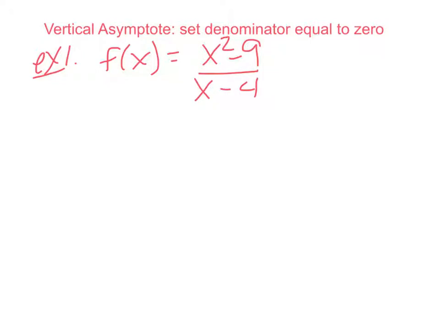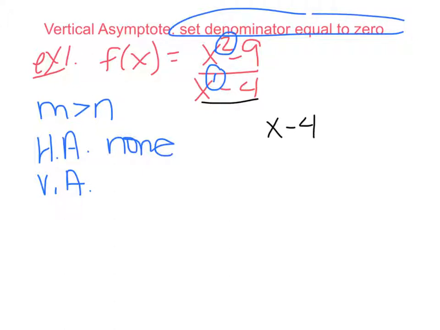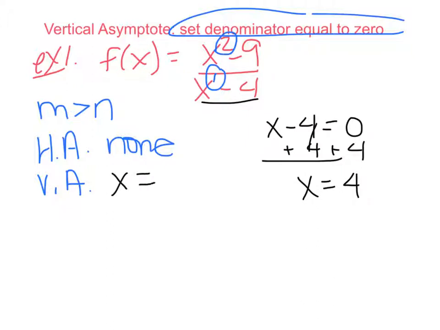So the first thing we're going to start with is the horizontal asymptote. I'm going to look at my degree. I have a 2 in the numerator and a 1 in the denominator. Since my m is greater than n, there is no horizontal asymptote, so my HA is going to be none. Now to find the vertical asymptote, which I'm going to abbreviate with VA, we're going to set the denominator equal to 0. So I'm going to take my denominator, x minus 4, equal to 0, and solve, which gives me x is equal to positive 4. So my vertical asymptote is 4.